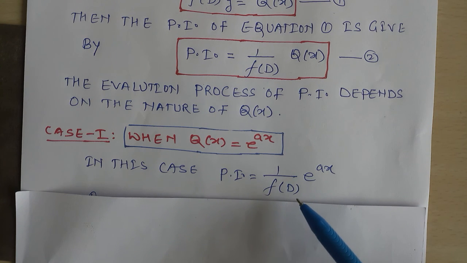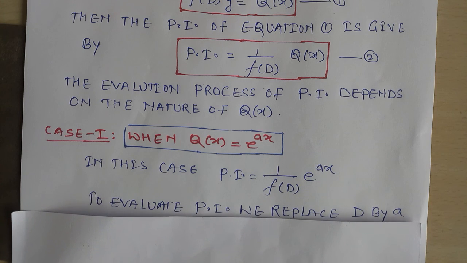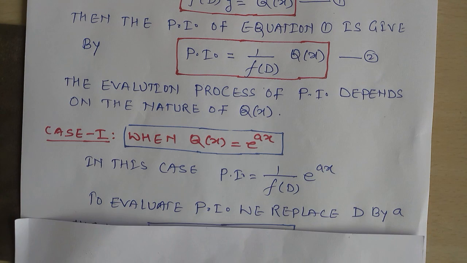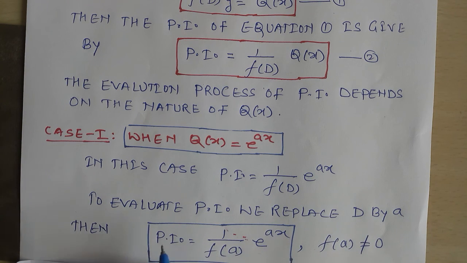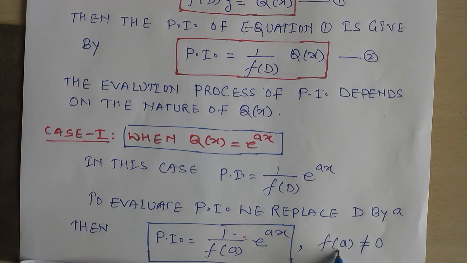Now, to obtain the particular integral, we have to replace D by a. Then we get the particular integral as 1 upon f(a) into e raised to ax. So, this is the particular integral when Q(x) is an exponential function, provided f(a) is not equal to 0. f(a) must be not equal to 0.